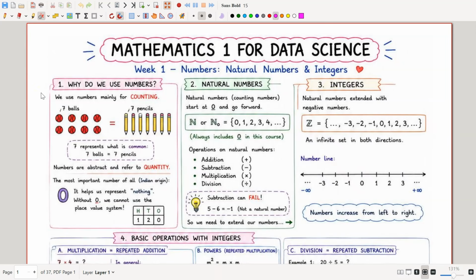So let's begin with week 1. Week 1 deals with numbers, natural numbers, and integers. So first of all, why do we use numbers? We use numbers mainly for counting.